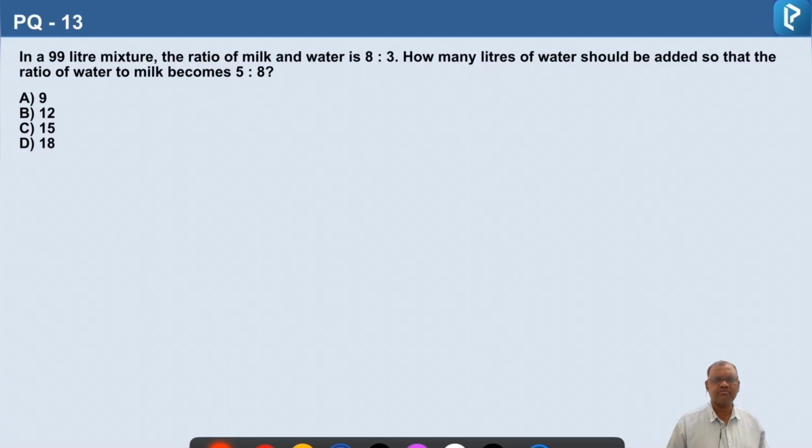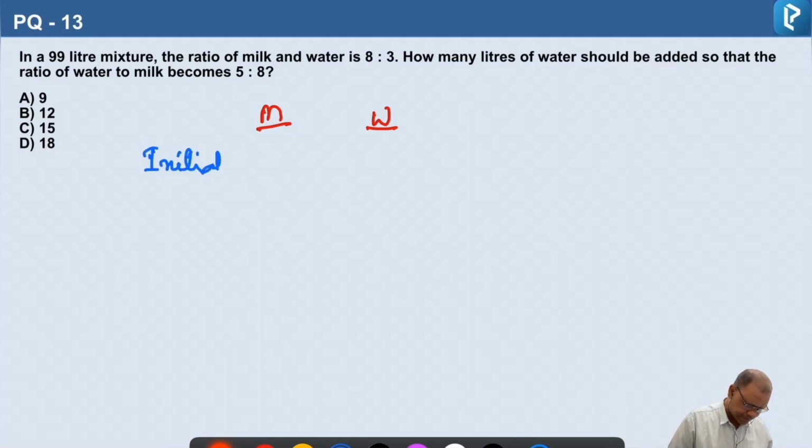Question number 13. In a 99 liter mixture, the ratio of milk and water is 8:3. How many liters of water should be added so that the ratio of water to milk becomes 5:8? Similar question. We have milk and water, initial and final.